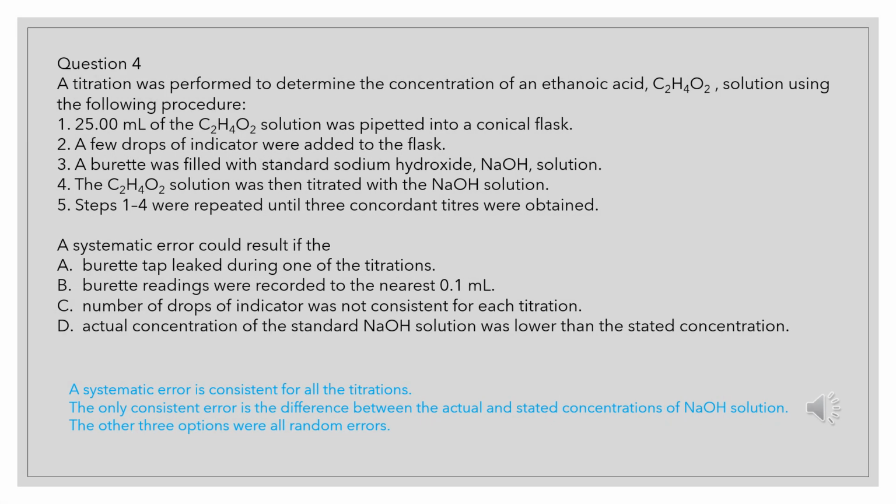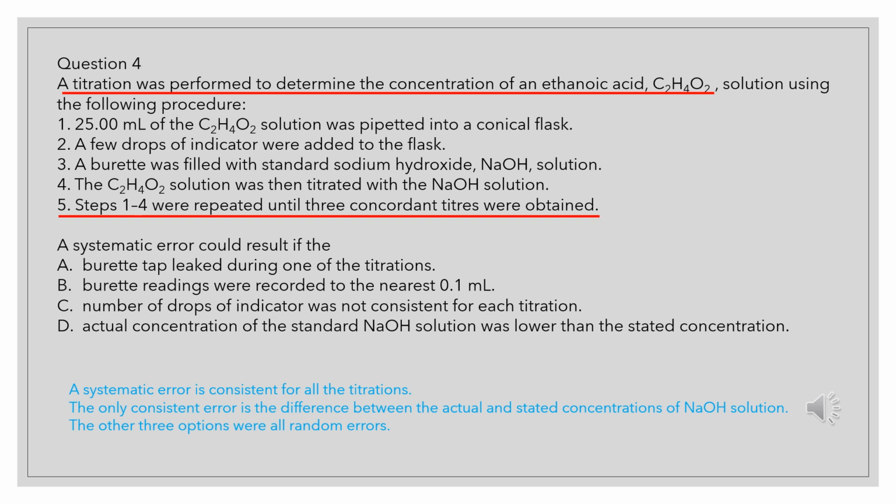A standard sodium hydroxide solution titrates the concentration of ethanoic acid. This titration is repeated until 3 concordant titers are obtained. The question is related to systematic error. A systematic error is consistent for all the titrations. The only consistent error is the difference between the actual and stated concentration of the sodium hydroxide solution.